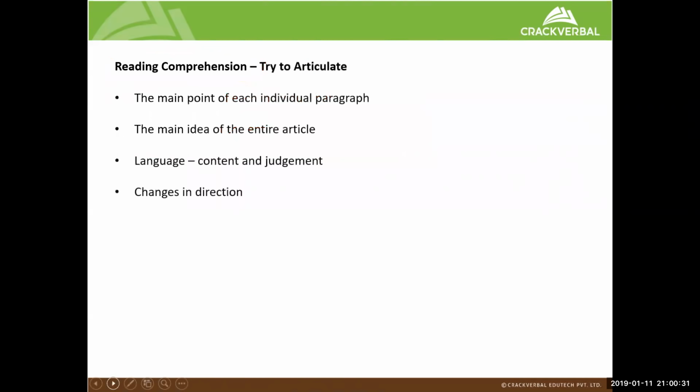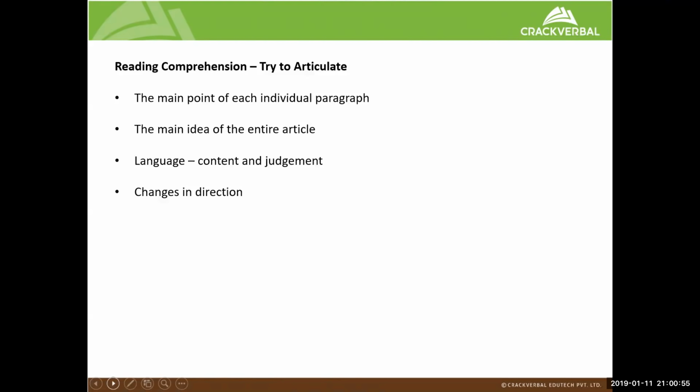So what do you do when you read any passage? The first thing you do is try to articulate. You read the passage paragraph by paragraph. Don't read the passage in depth. Just scan. If you don't understand the meaning of a word or a sentence, let it go. Don't worry about that. Just see if you can get a gist of the passage.